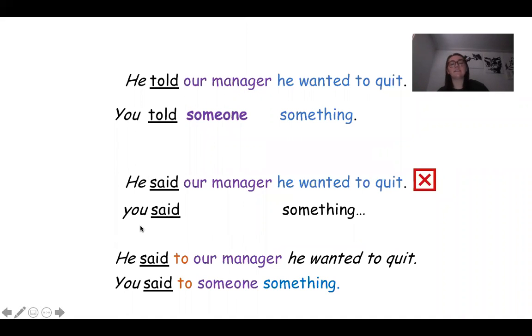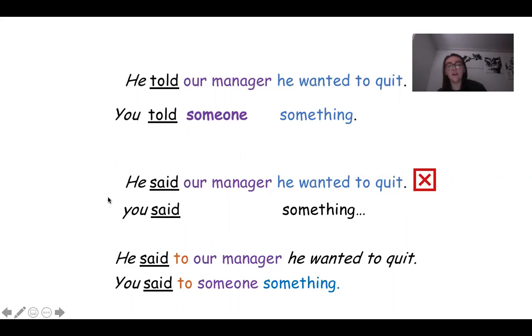And the sentence, he said, our manager, he wanted to quit. Here's why it's incorrect, because remember when I said you say something? That's one of the rules that you can use to help you know whether to use say or tell. You say something to someone. You said something. The something was that he wanted to quit, so that's there.